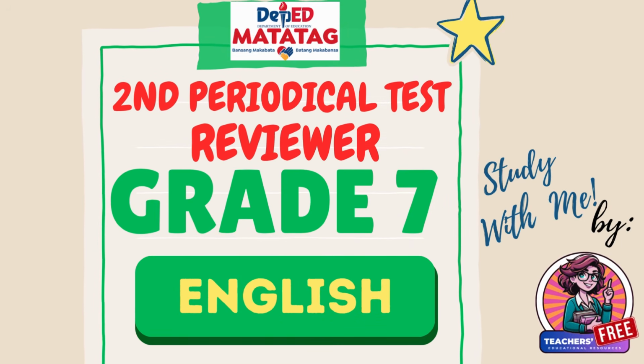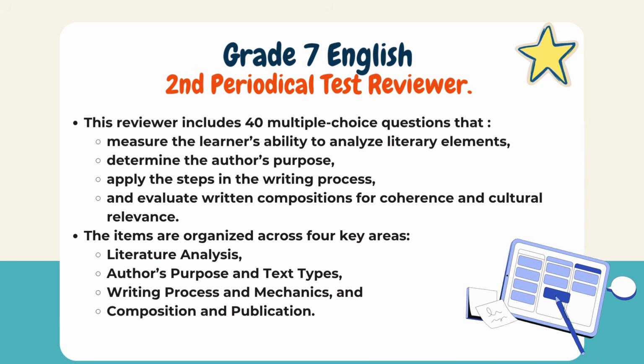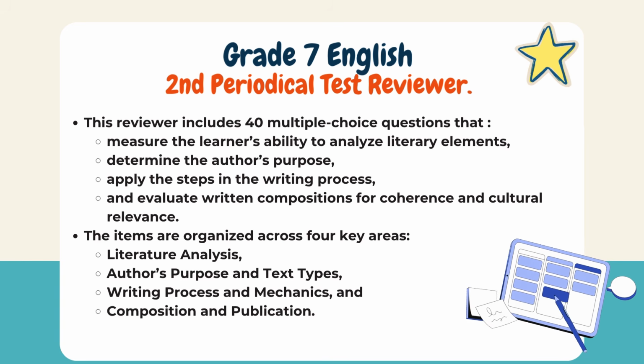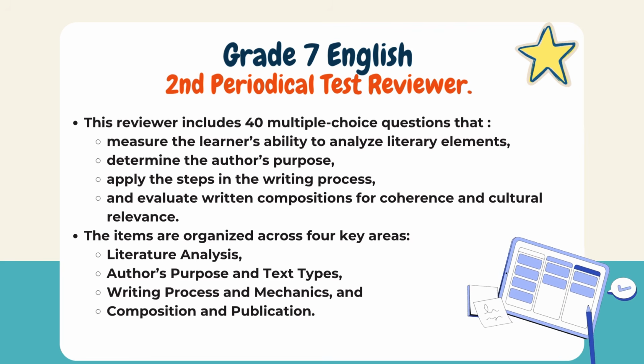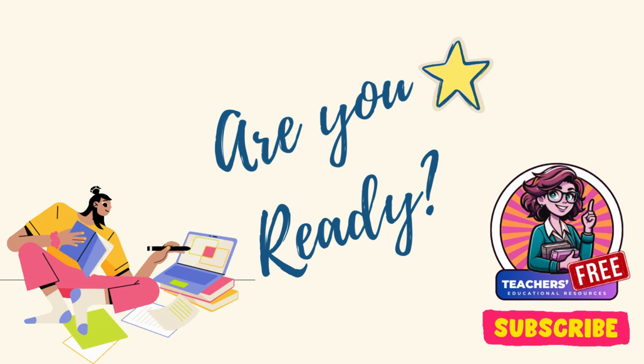We now present you our Grade 7 English 2nd Periodical Test Review. This review includes 40 multiple-choice questions that measure ability to analyze literary elements, determine author's purpose, apply the writing process, and evaluate their own compositions for coherence and cultural relevance: literature analysis, author's purpose and text types, writing process and mechanics, and composition and publication. Each question promotes critical thinking, contextual understanding, and creativity, following the DepEd MATATAG standards. Let's get ready and review together for your second quarter English test.